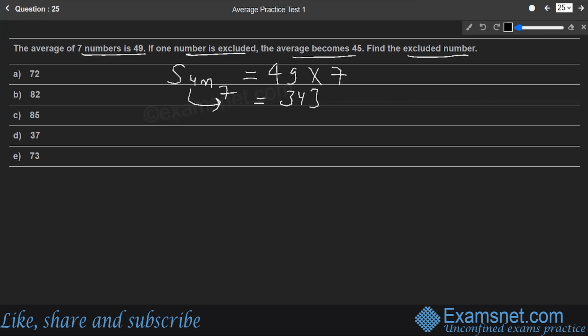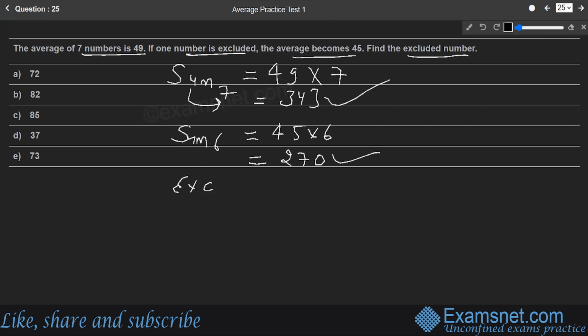They say if one number is excluded, that means only 6 numbers are remaining. So sum of those 6 numbers will be how much? Again, the average multiplied by 6. Average now becomes 45, so it has to be 45 multiplied by 6. So that is what is coming out to be the sum of the 6 numbers, that is nothing but 270. So sum of 7 numbers is 343, sum of 6 numbers is 270.